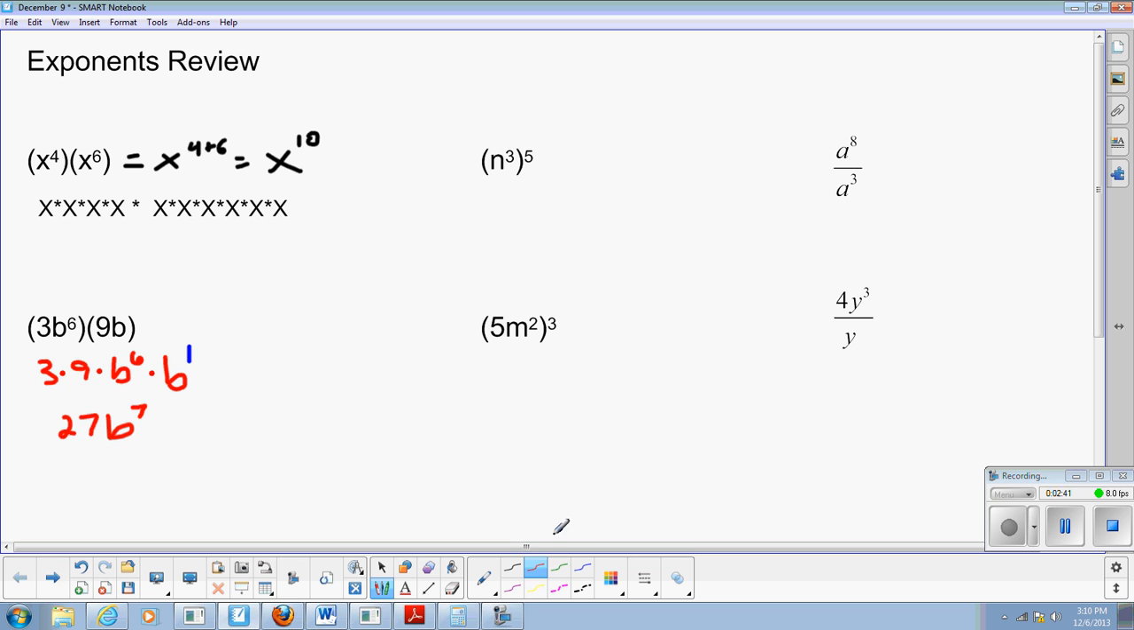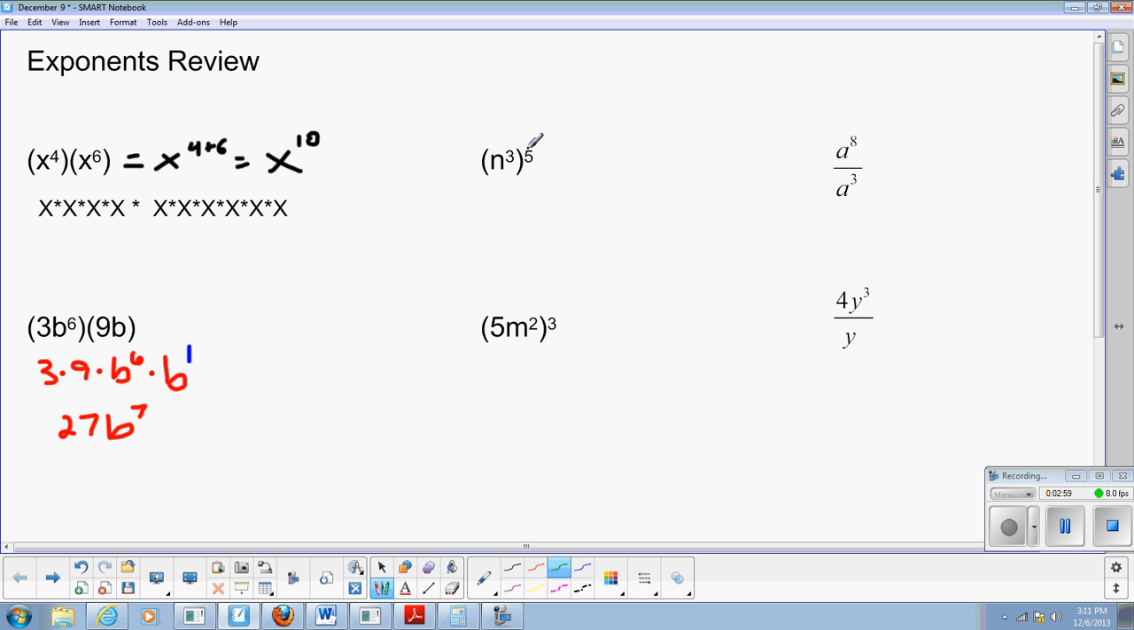The middle column is when we do power to a power. This is something on the assessment that we really struggled with. Please pay close attention to this. I'm going to write a couple of these out the long way. Watch closely so you know what to do when you get to the four or five problems on the worksheet.